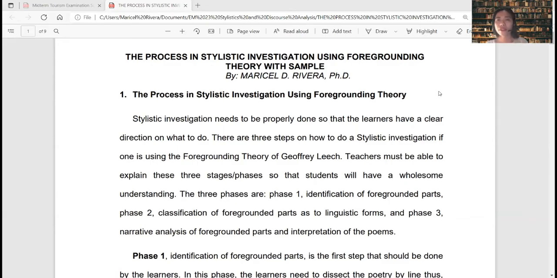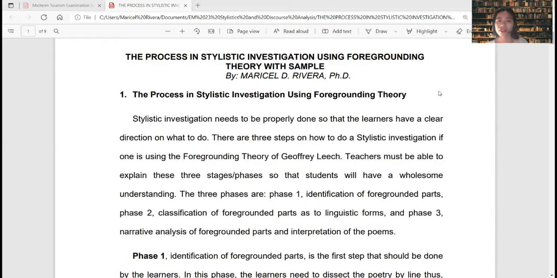And there are so many theories, obviously, in doing stylistic investigation. In this video lecture, we will focus on the foregrounding theory. So let's go now to number 1, the process in stylistic investigation using foregrounding theory. When we say stylistic investigation, class, we need to do it properly so that we will have a clear direction on what we are going to do, and at the same time, a uniform outcome.